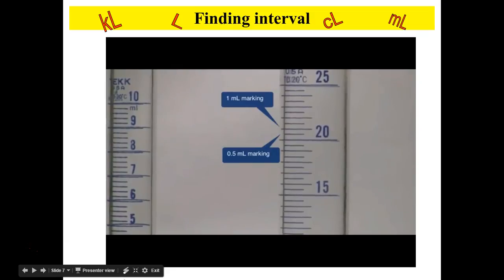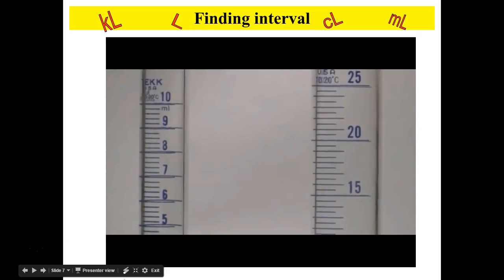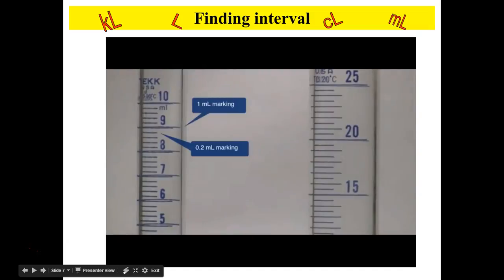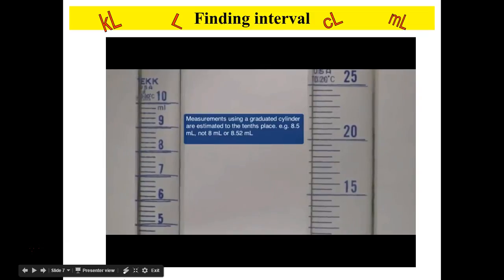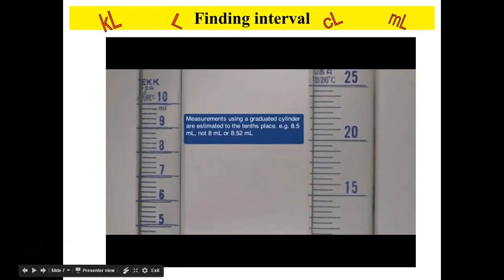And if we look on the left, we have a different hash system. The larger lines are 1 milliliter markings, but the smaller ones are now 0.2 milliliter markings. When you take measurements, you want to take it to the 10th place. So for example, 8.5 milliliters would be a good reading rather than just 8 milliliters or 8.52 milliliters.